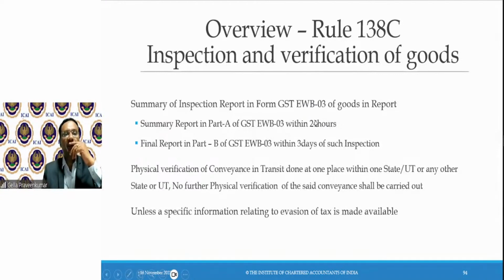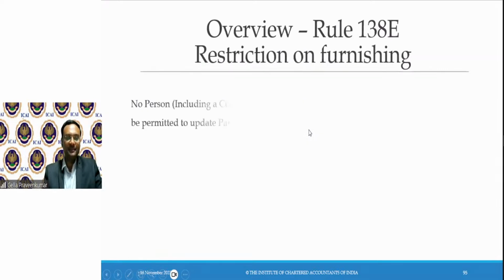This inspection report, e-way bill 03: the officer will upload e-way bill 03 within 24 hours of inspection. How will it help? When the goods are moving from one state to another state, physical verification is already done. Don't do the physical verification once again unless there is a tax evasion.